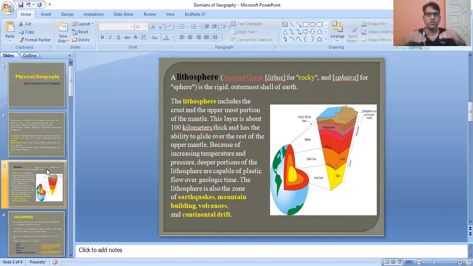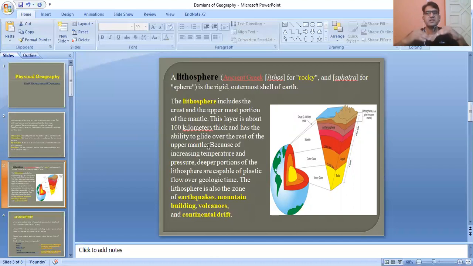As I told you, the lithosphere is the upper layer, the surface layer, where we live and carry out our agriculture. It is the uppermost layer, which is very thin. The lithosphere includes the crust and the uppermost portion of the mantle. This layer is about 100 kilometers thick and has the ability to glide over the rest of the upper mantle.